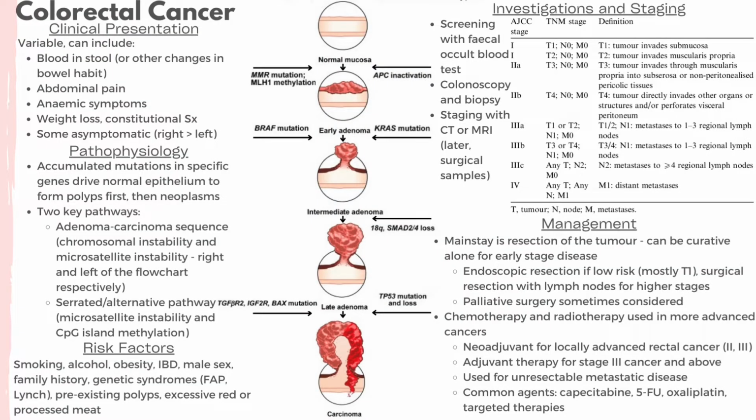This video is on colorectal cancer. Colorectal cancer can have varied clinical presentations. Some key presentations might include blood in the stool picked up on a fecal occult blood test, other changes in bowel habit, abdominal pain, anemic symptoms like pallor, tachycardia, and shortness of breath, weight loss, and other key constitutional symptoms like myalgia, fevers, and headaches, especially in the case of advanced disease. And some may also be asymptomatic, and this is more common in right colon cancers than it is in left colon cancers.